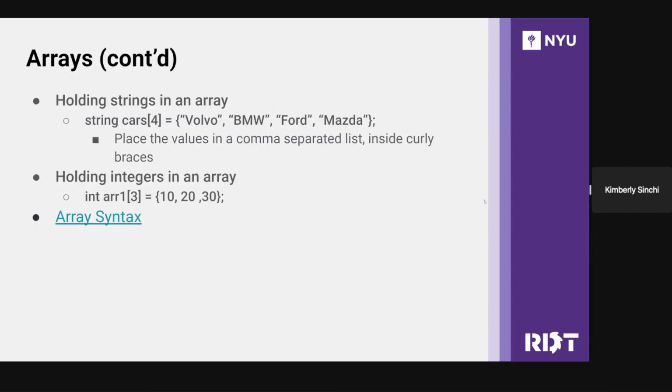So for example, another way of declaring an array is if you already knew all the values that you needed for this array, you can declare them right away using the curly braces and then listing out all of the elements of the array. You just have to make sure that the size of the array that you declare on the left-hand side matches the number of elements that you declare on the right-hand side. And here you can see another example, but this time with integers. So Elizabeth, if you could click on array syntax for me.